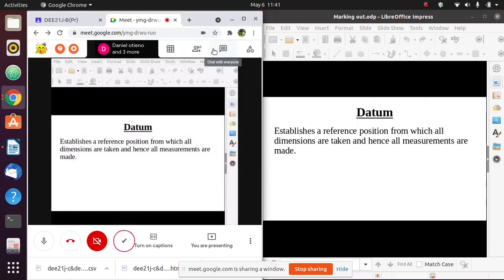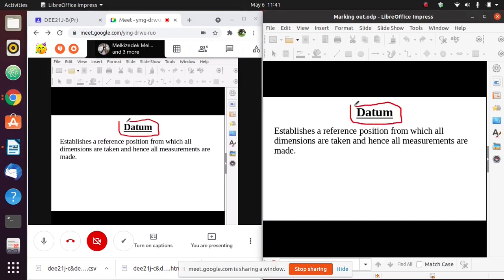Now, a datum. A datum is a very important concept when we talk about marking out. This refers to the reference point from which we will be able to take all our dimensions. For example, in your notebook, when you draw lines, or when you're drawing lines during technical drawing, usually you draw from the edge of that paper.